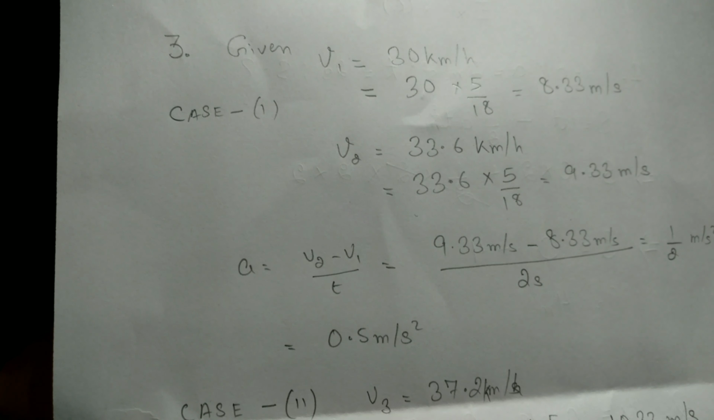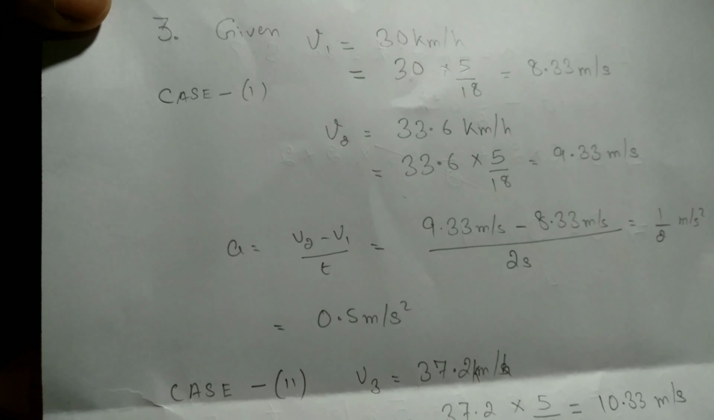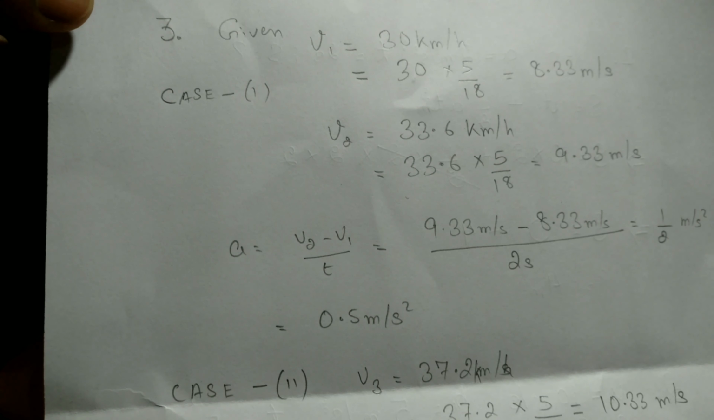which is 2 seconds. So after I subtract those two values, I'll get 1 upon 2, which is the denominator, meter per second square. Again solving that, I am getting 0.5 meter per second square, because half means 0.5 meter per second square. This is how I get the acceleration in the first case.